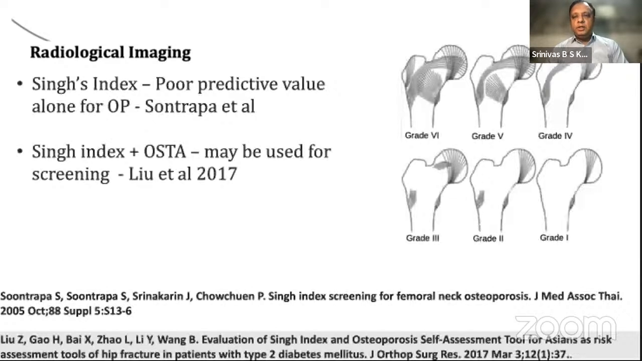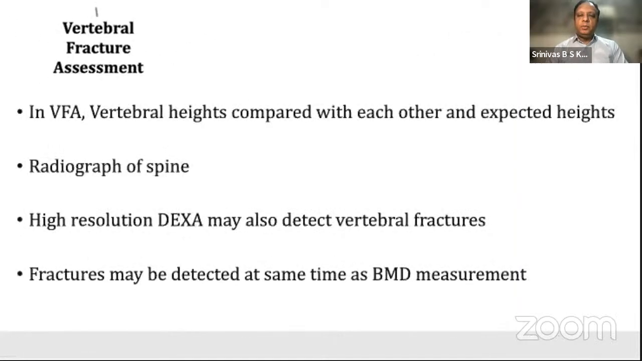Radiographic imaging, Singh's index originated from India, but alone it has poor predictive value for osteoporosis. In combination with OSTA, it may be used for screening. We need more Indian studies on its use in combination with other tools for screening. In vertebral fracture assessment, vertebral heights are compared with each other and the expected heights using a radiograph or even a DEXA.